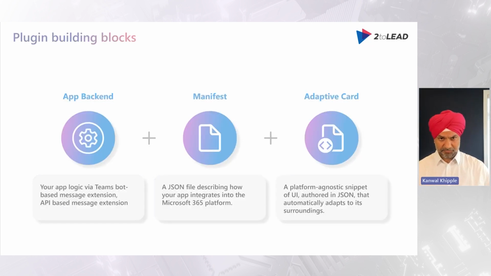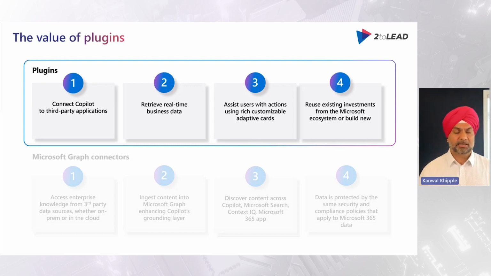Now let's shift over to what are the values of plugins specifically for when you're building a plugin versus a graph connector. First and foremost, plugins allow you to connect your Copilot to third-party applications. They allow you to retrieve real-time business data because you're making direct API calls. And then you also have the ability to assist users with actions through these very customizable adaptive cards. Users can actually take actions directly on those adaptive cards. And then, of course, since you've already been developing and leveraging some of the plugins available, you're now able to take advantage of the existing investments you've made in the Microsoft ecosystem or build your own.